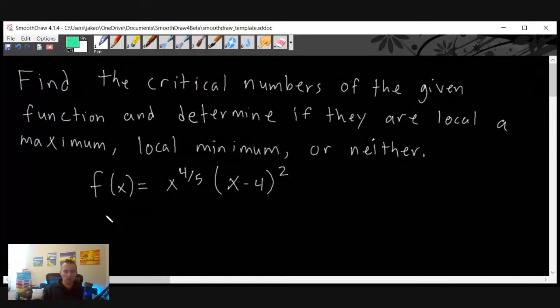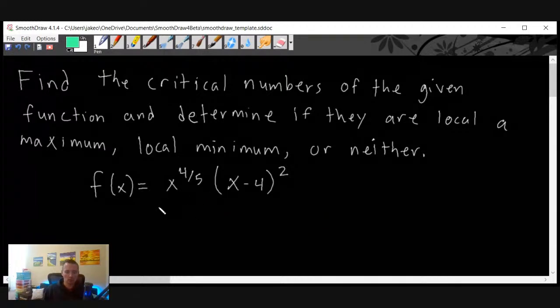To do that, we're just going to take the derivative of this function. There are actually 2 different ways we could find it. We could expand out, FOIL out this (x minus 4) squared piece, rewrite that as (x minus 4) times (x minus 4) and FOIL it out. Or we could solve it using the product rule, which is what I'm going to do here.